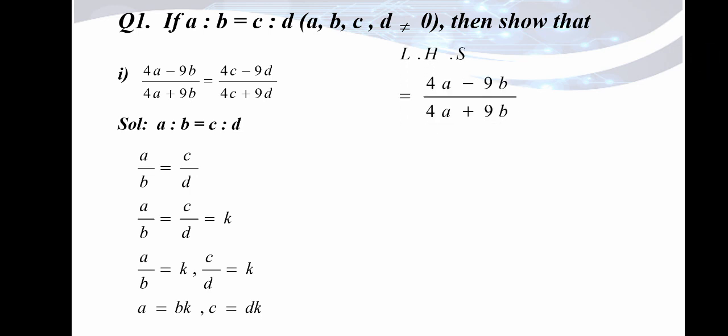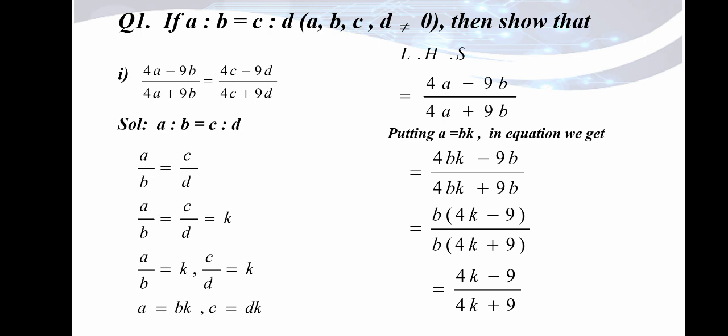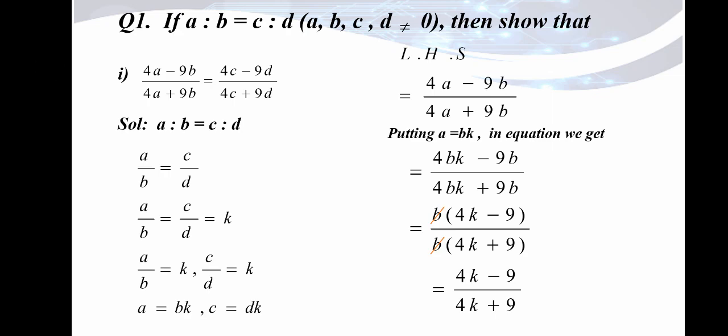Coming towards the left hand side, (4a minus 9b) over (4a plus 9b). Here replacing A with BK, we get (4 into BK minus 9B) over (4 into BK plus 9B). Here you can see in the numerator and denominator B is common. So B into (4K minus 9) over B into (4K plus 9). B will be cancelled with B. The remaining term will be (4K minus 9) over (4K plus 9).